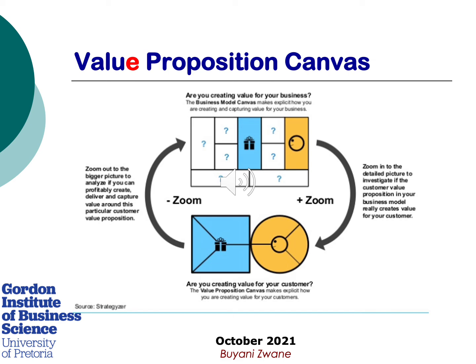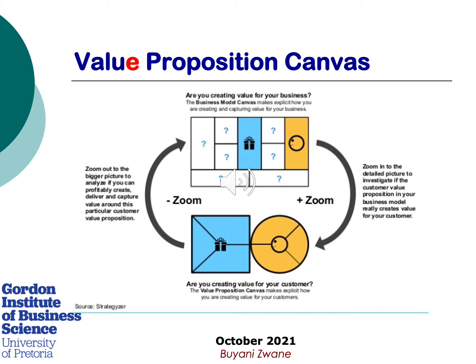Engaging with the value proposition canvas affords us the opportunity to be able to respond to two critical questions. Are we creating value for our customer? And in the process, are we creating value for our business? From the business model canvas, we get to have an explicit appreciation of how we are creating and capturing value for our business. While on the value proposition canvas, we get to be able to be clear as to whether we are creating value for our customer.